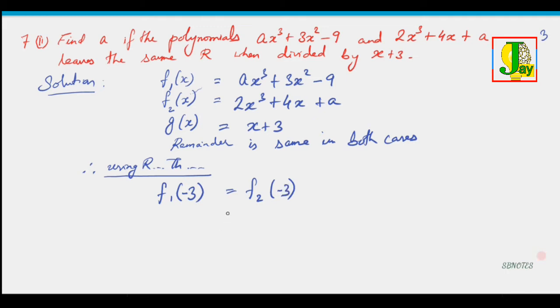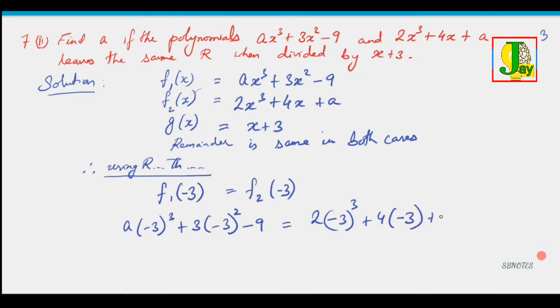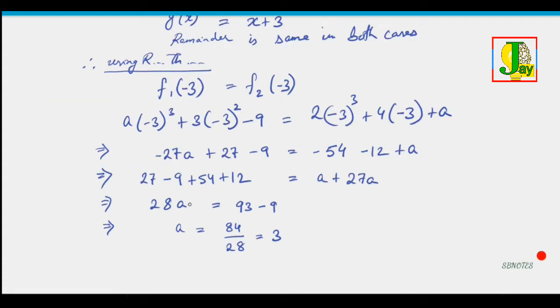Okay, now in both cases we're going to put minus 3, so a into minus 3 cube plus 3 into minus 3 square minus 9 equals 2 into minus 3 cube plus 4 into minus 3 plus a. After solving, you'll get a equals 3.